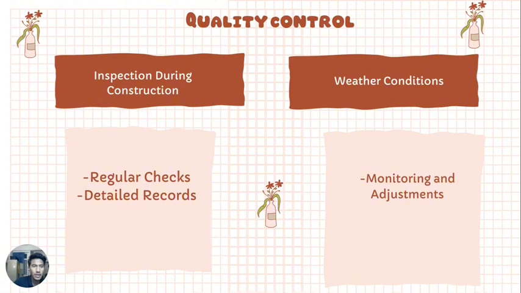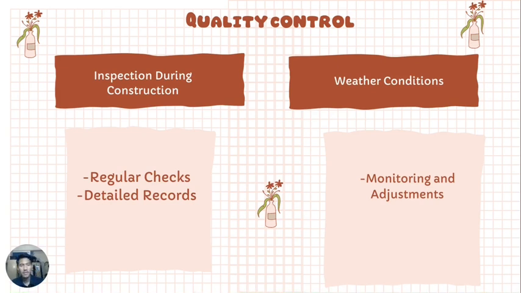Alright, so the next one is inspection during construction. We have two elements: regular check and also detailed record. So what is regular check? Regular check, conduct frequent inspection during the construction so that we can identify and rectify issues that happen in that time. This involves spot check on workmanship, on the material quality, and adherence to construction method.